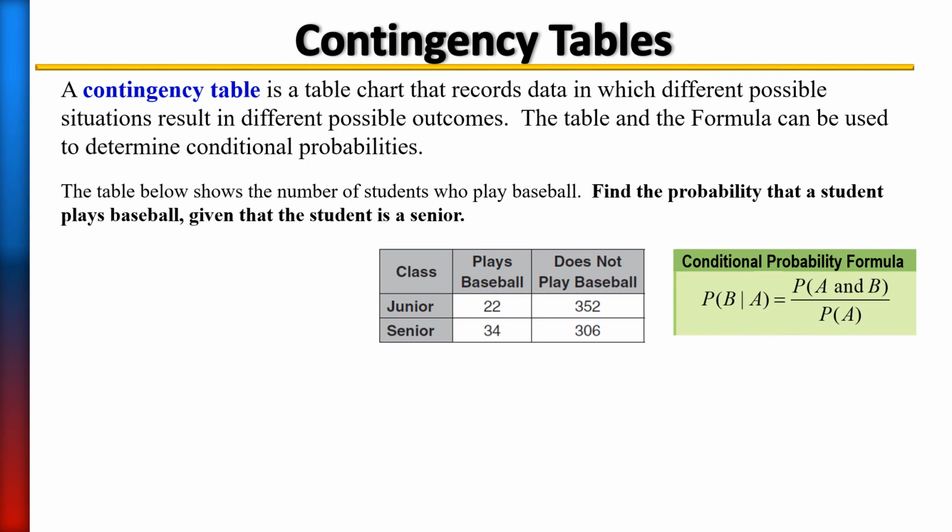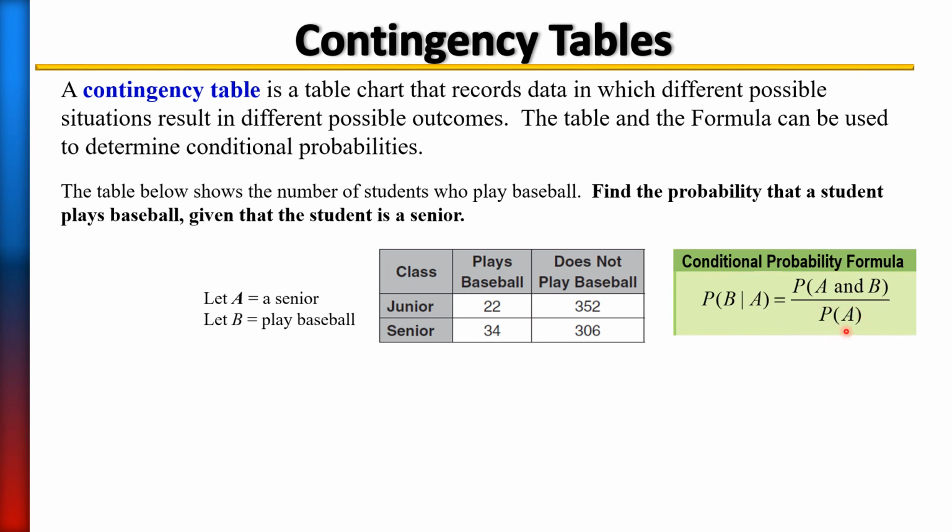If we read the probability statement, it says, find the probability that a student plays baseball, that's event B, given that event A, that the student is a senior. So we're going to let A be a senior and B plays baseball. So to find this conditional probability, you have to start by your numerator finding the probability of both A and B. And since A and B is being a senior and playing baseball, we want to go over to our contingency table and look for playing baseball and the fact that you are senior. And so that number is 34. So on top of our fraction of our formula, we're going to have 34.